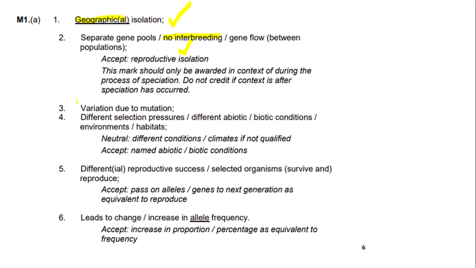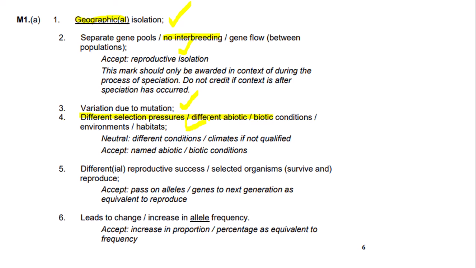Right, so the third marking point is variation due to mutation, which we put. And marking point 4 says different selection pressures / different abiotic / biotic conditions / environment / habitats. We put different selection pressures, so we would get the mark. So you need to refer to the effect of the mutations on the populations to get the fourth marking point. Here it says neutral, different conditions / climates if not qualified. So as it says neutral, it's technically right, but the examiner doesn't really want you to write it as it isn't scientific enough. And also it accepts named abiotic / biotic conditions.